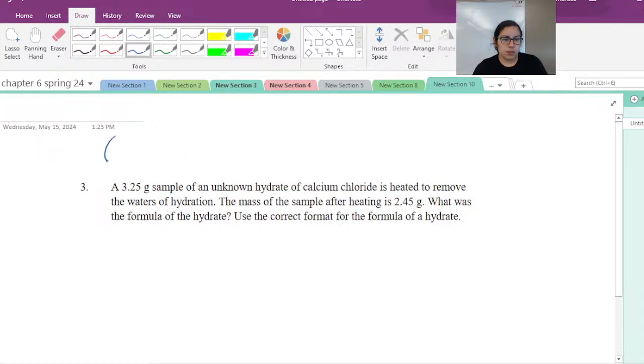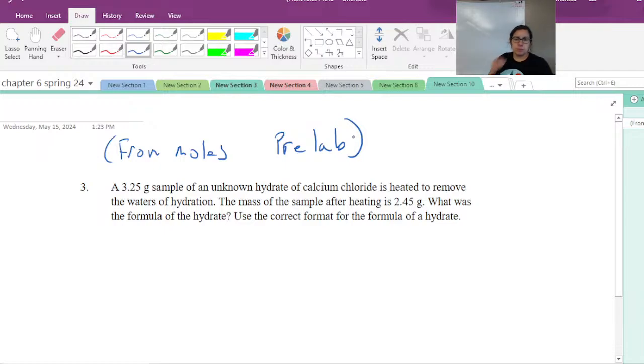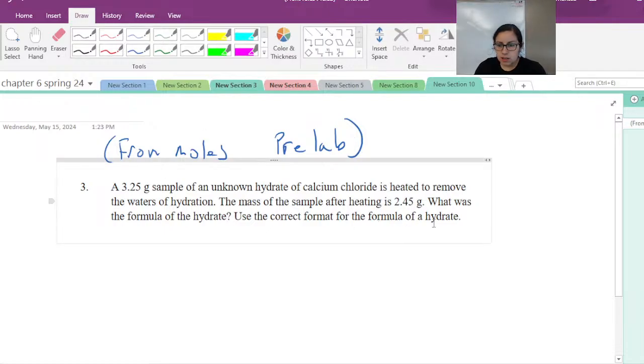All right, so this is from our moles pre-lab. Take just a minute or two to look at it in case you haven't already, and then we'll go through it together.